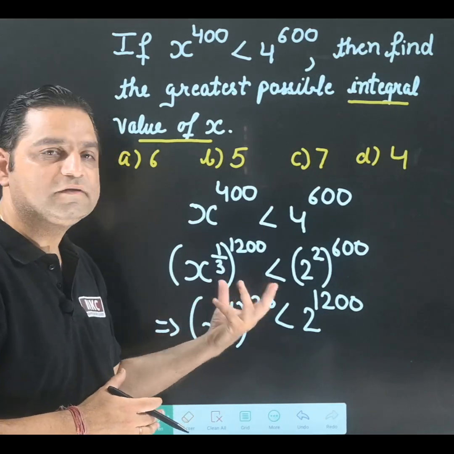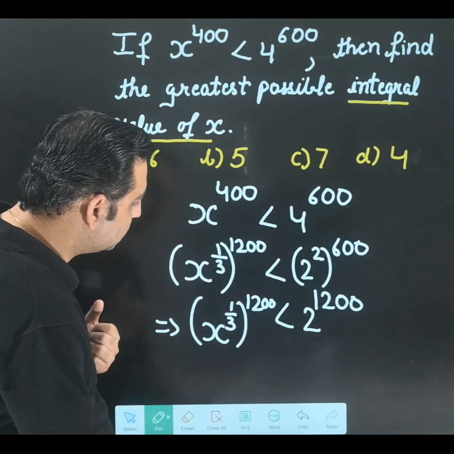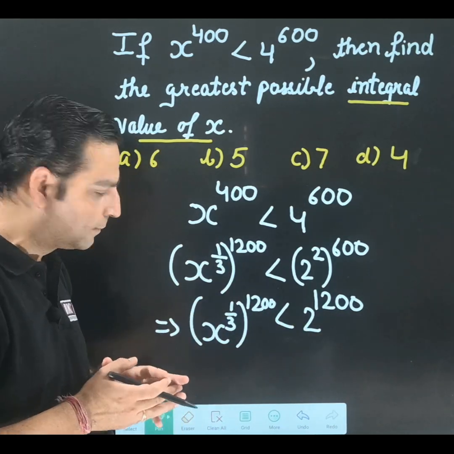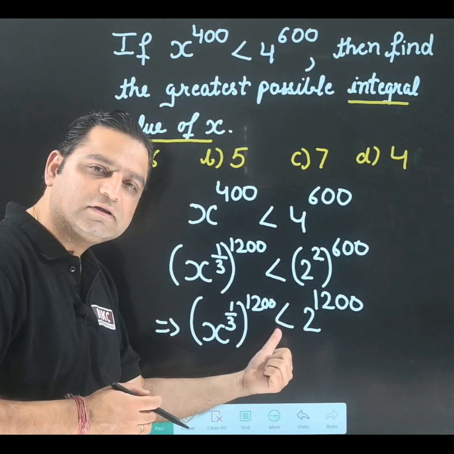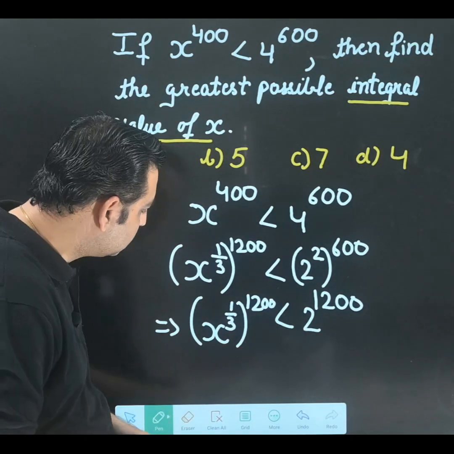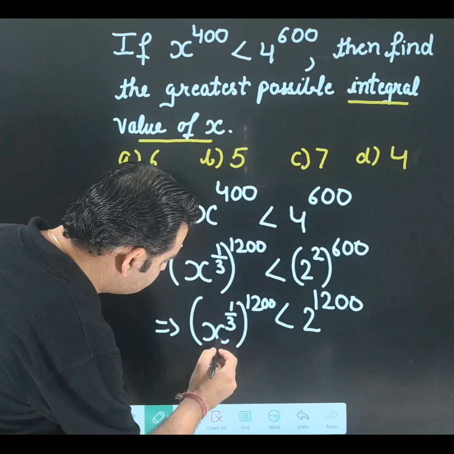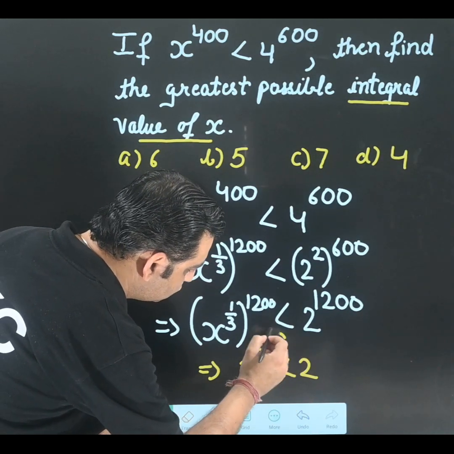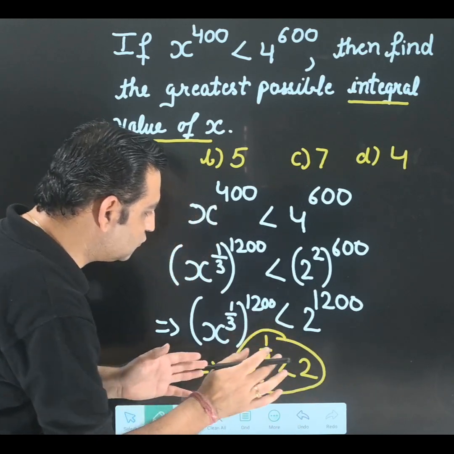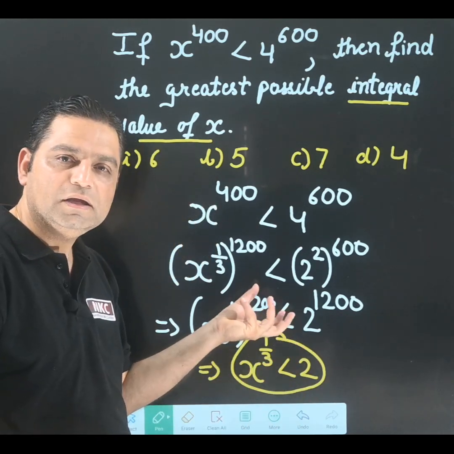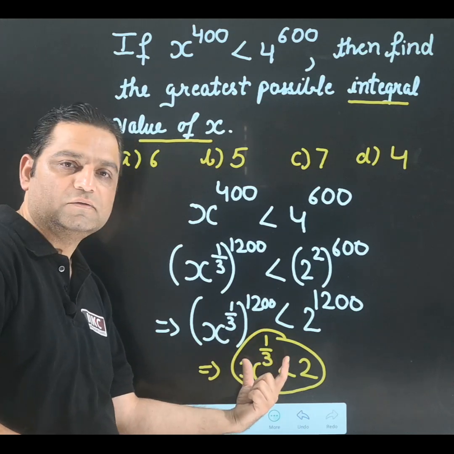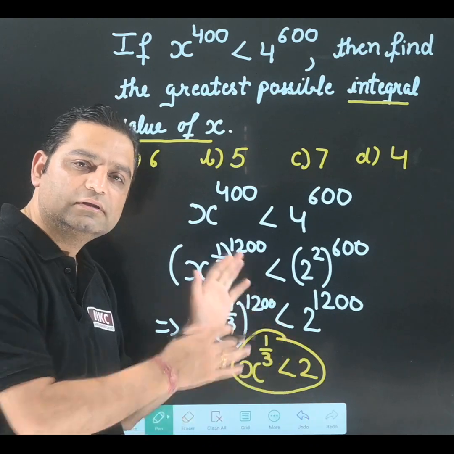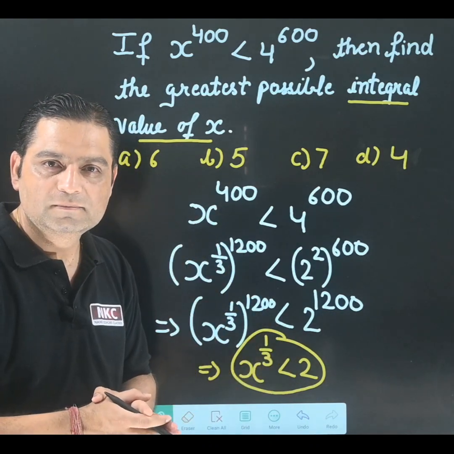Now I can compare easily. This is 1200, this is 1200. Both exponents are the same. In between, I am having the less than sign. That means I can analyze that x to the power 1 over 3 must be less than 2. Exponents are the same, so I am using the same inequality for the base now. If x to the power 1 over 3 is less than 2, then it will satisfy the equation.